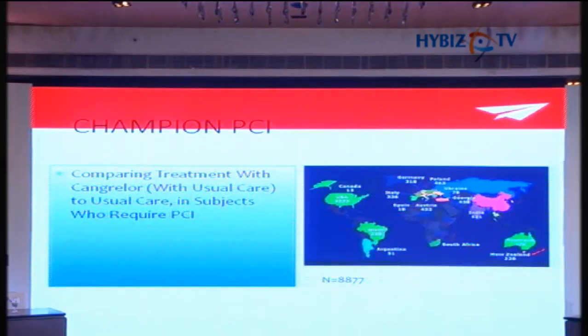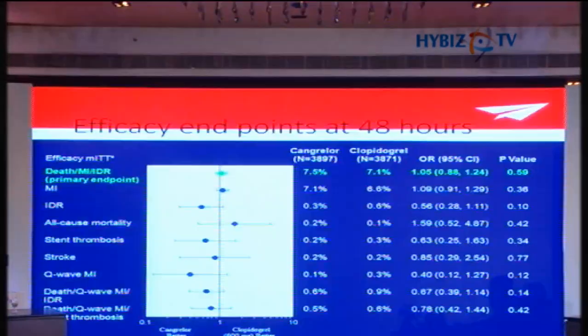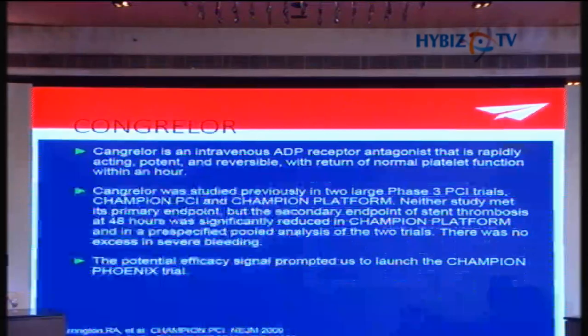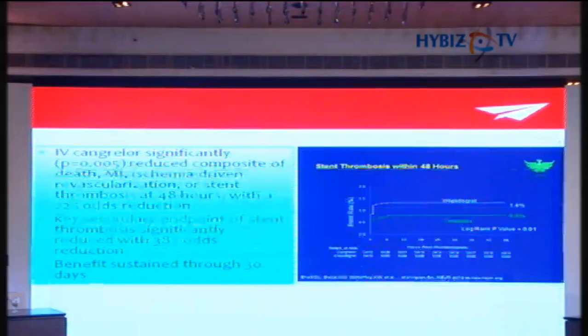These are basically the 3 important trials: CHAMPION PCI, CHAMPION PLATFORM, and CHAMPION PHOENIX. Just to conclude, CHAMPION PHOENIX has proved that Cangrelor is much superior to clopidogrel in reducing the primary endpoints as well as secondary endpoints like stent thrombosis. Cangrelor is an intravenous ADP receptor antagonist that is rapidly acting, potent and reversible, with return of normal platelet function within an hour. Cangrelor was studied previously in 2 large trials, but CHAMPION PHOENIX has proved that there is a significant reduction in primary and secondary endpoints.